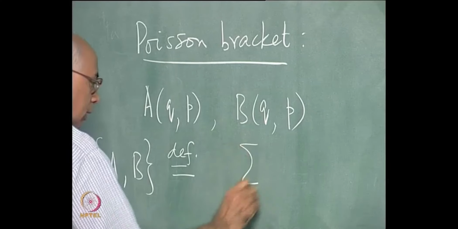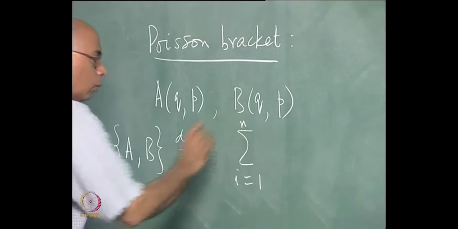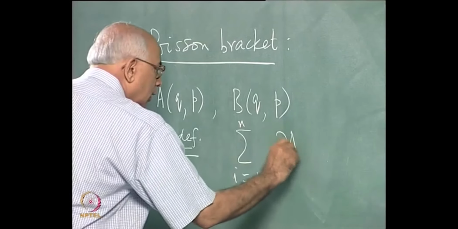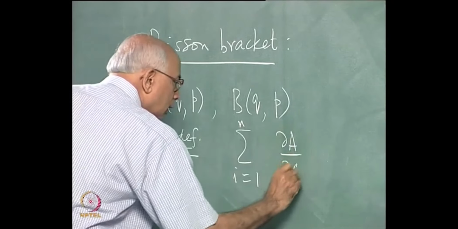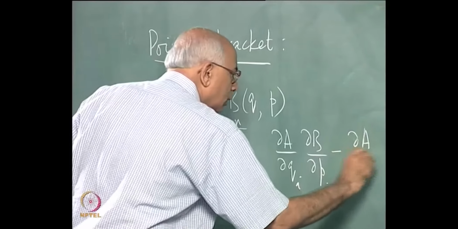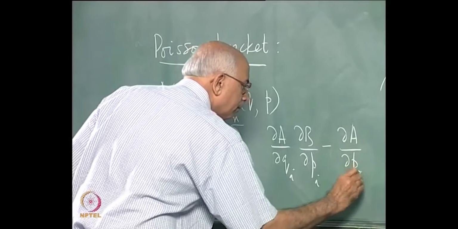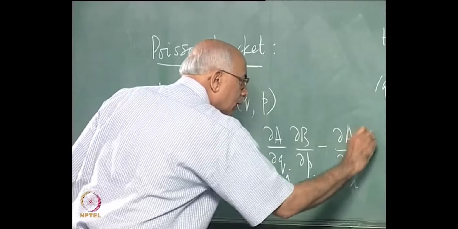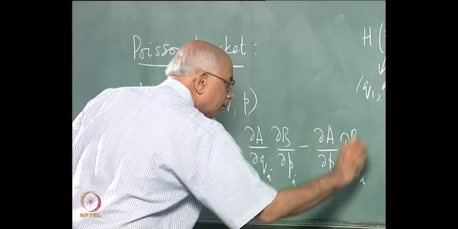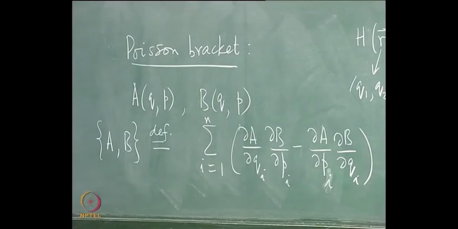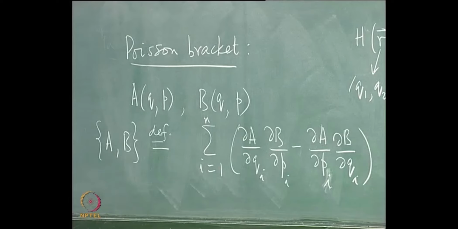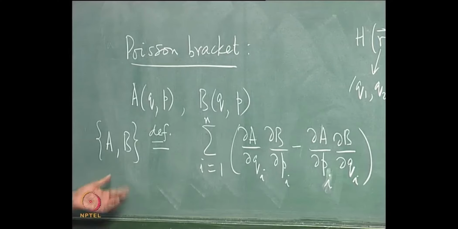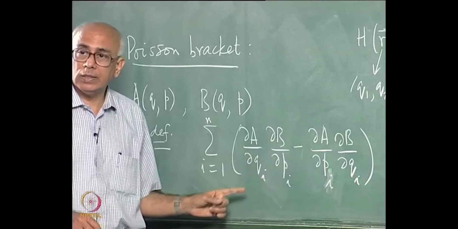it is equal to a summation over all the degrees of freedom 1 to n of delta A over delta Qi delta B over delta Pi minus delta A over delta Pi delta B over delta Qi. This is the definition of the Poisson bracket of A with B. We need to understand a little more about the structure involved here, but it is these partial derivatives in this particular combination.